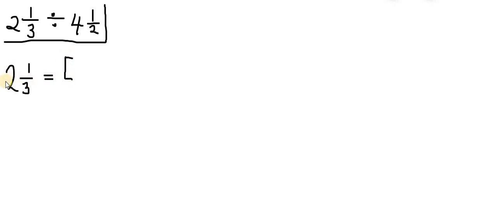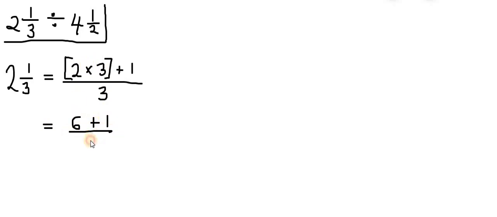So the whole number 2 times the bottom number of the proper fraction, 3, plus the top number of the proper fraction, 1, over the bottom number, 3. And that's equal to 2 times 3, 6, plus 1 over 3. Which makes that equal to 7 over 3. So 2 1 over 3 as an improper fraction is 7 over 3.